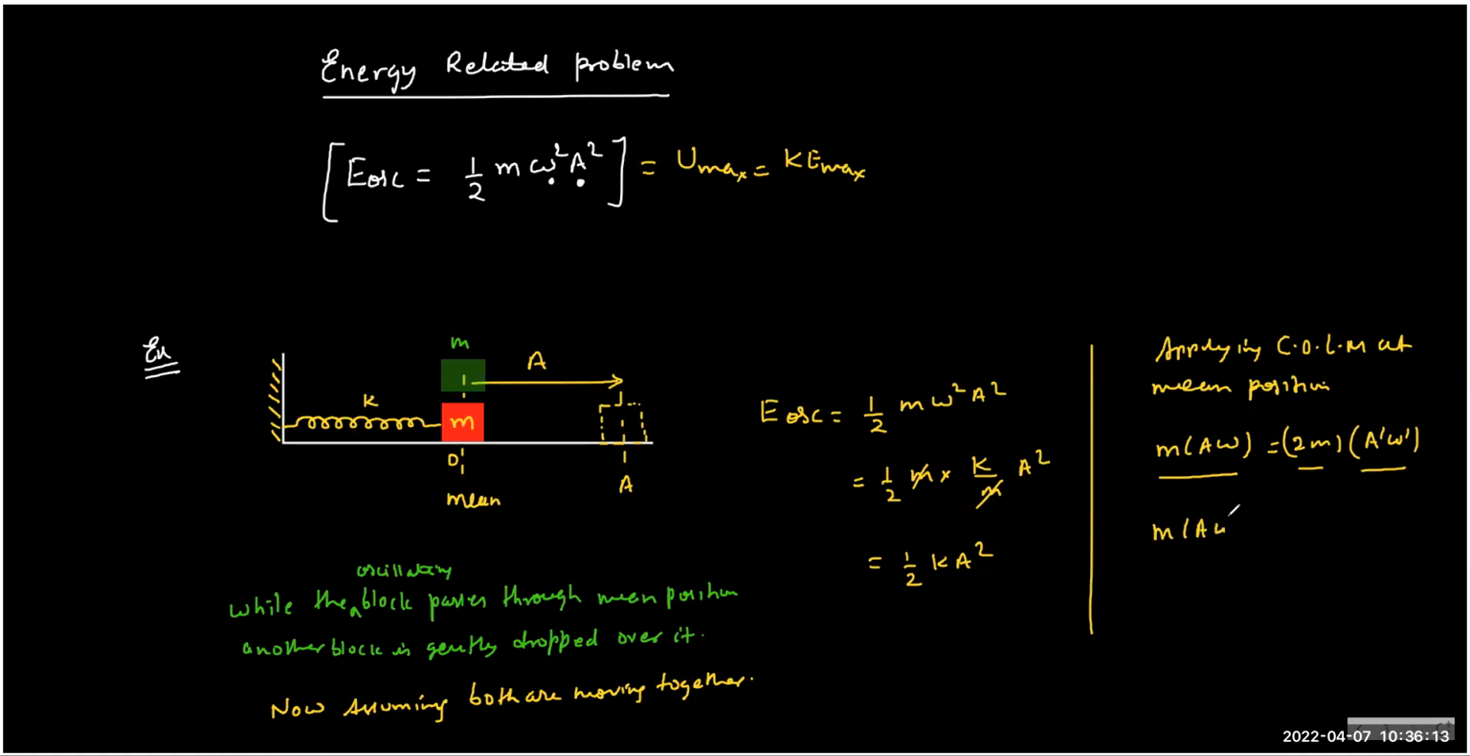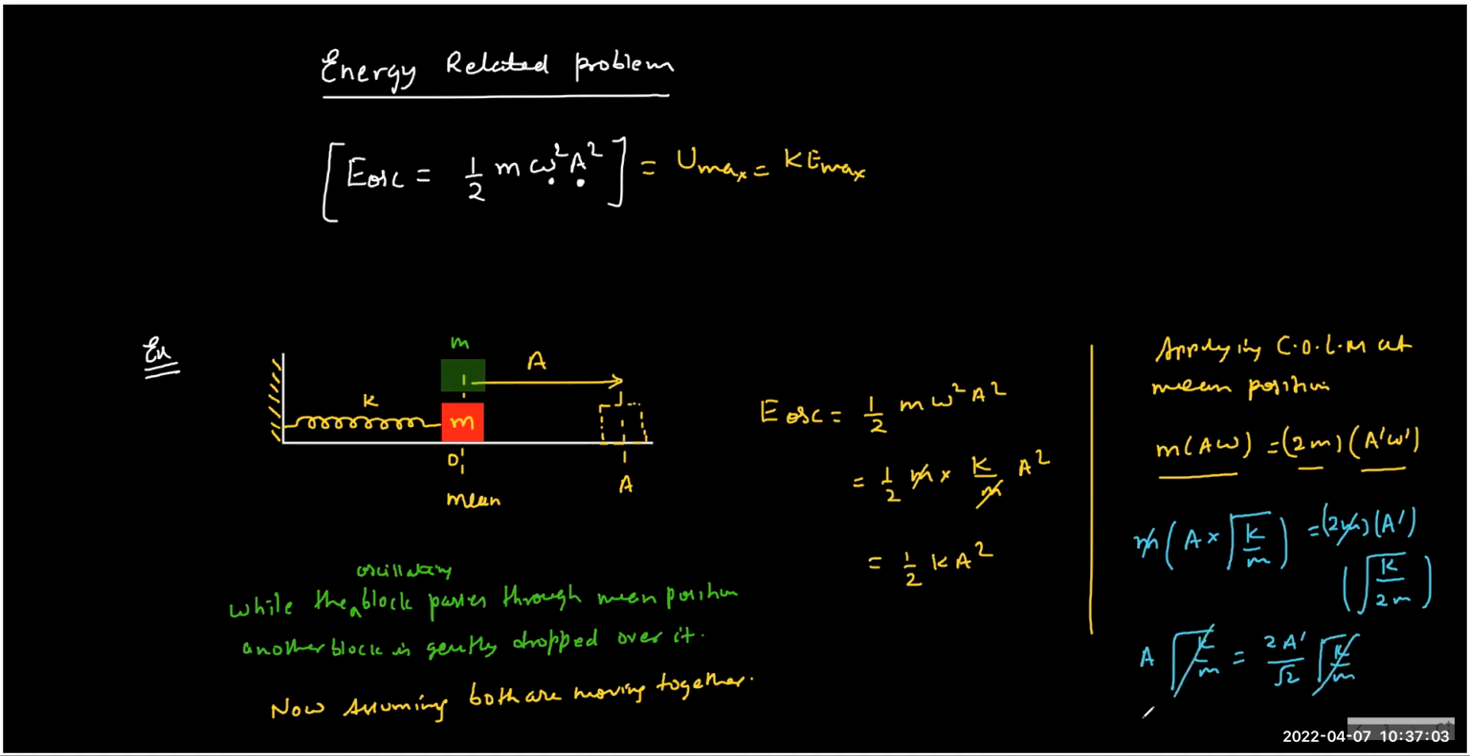So what we are getting is m A omega, because A and omega are known to us in advance for the before situation. We can write m, A is A, and omega is under root of k by m, equals 2m A dash, which we don't know, into omega dash. What about the omega dash? Root of k by 2m, isn't it? Yes, sir. This will cancel out, k by m will also cancel out, and 1 by root 2 is left. So A under root k by m equals 2 A dash by root 2 into root k by m. This will cancel out. So what is A dash now? A by root 2. So the new amplitude of oscillation is going to be A by root 2.